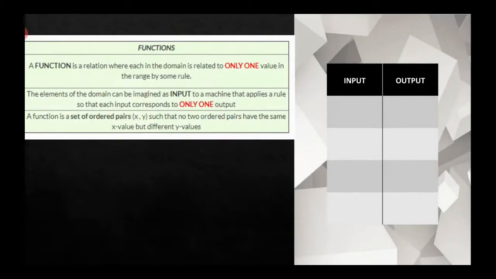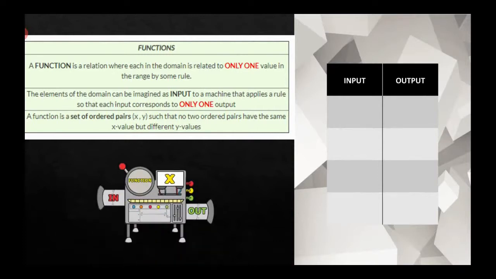Now, let's proceed with functions. Again, a function is a relation where each value in the domain is related to only one value in the range by some rule. The elements of the domain can be imagined as input to a machine that applies a rule so that each input corresponds to only one output. So this is the unique thing here. If we have this function machine and we put in a number, let's say 3, it will always give us only one output. So this machine will give me only a single number. Let's say I have negative 1 as my output.